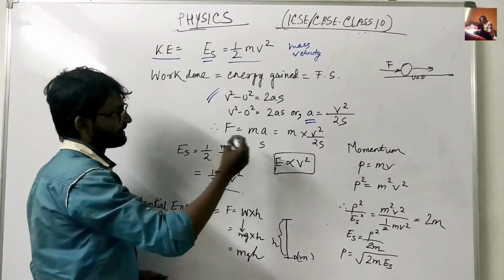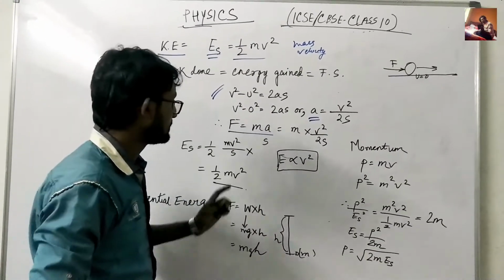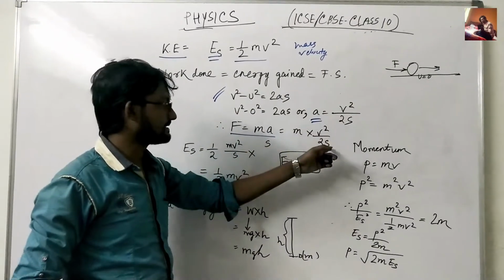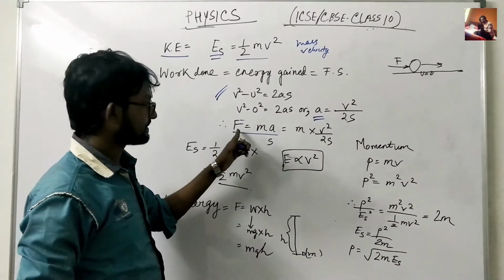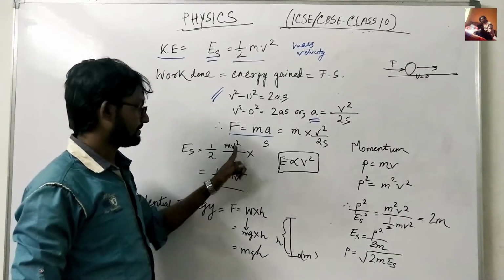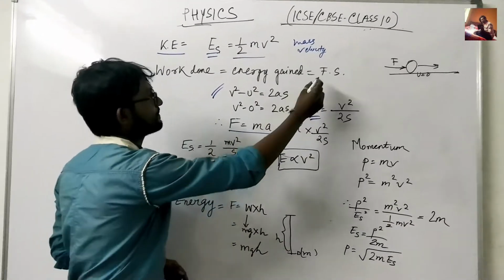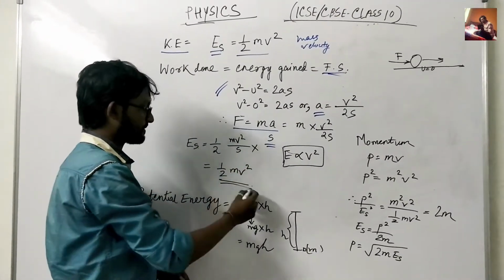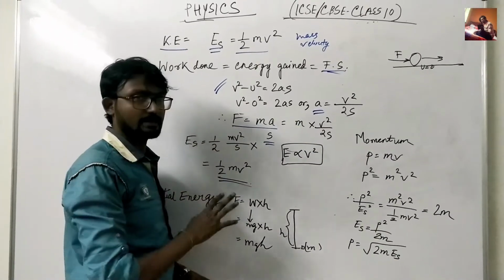Now another formula from Newton's laws, from the chapter on force and motion: force equals mass into acceleration. So the energy Ek equals the force times s, which is half mv square by s into s, because F equals ma and Fs is the work done. So s is multiplied over here and gets cancelled. So half mv square is the main expression for kinetic energy.